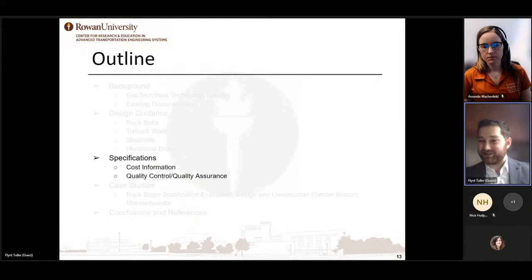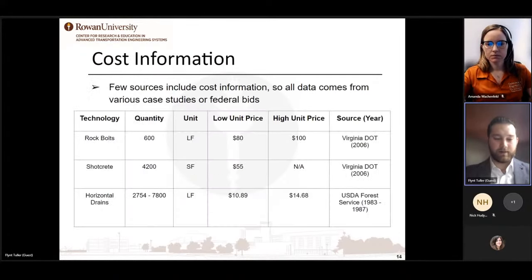I'm now going to move into the specification section. This is really the true weight of the research that we're doing here.